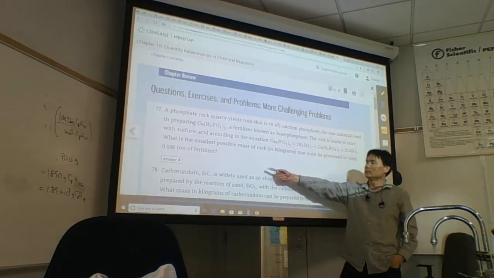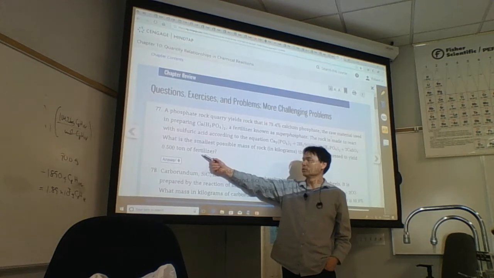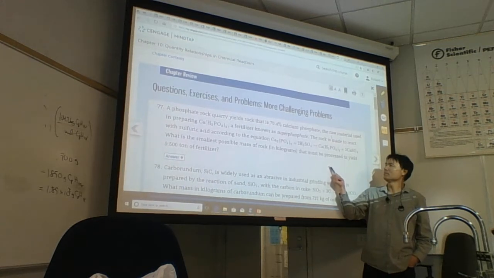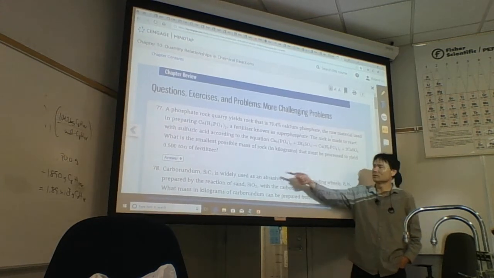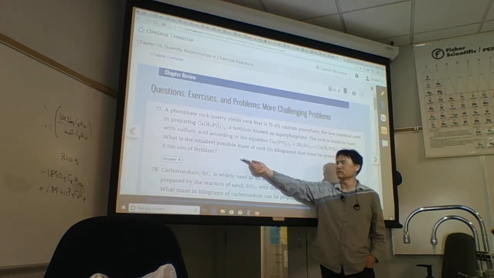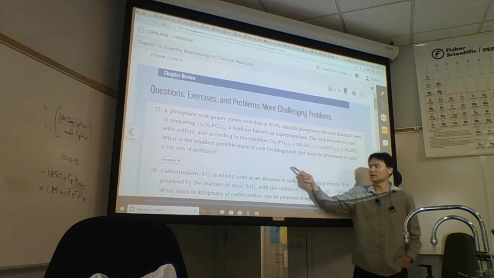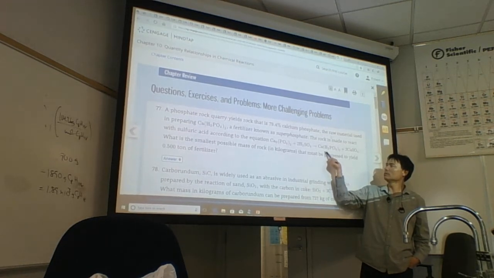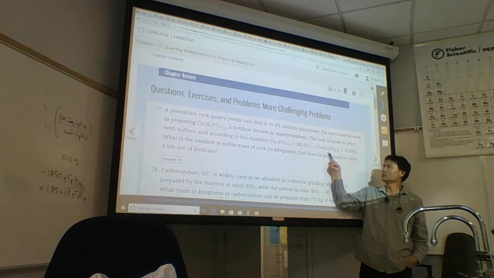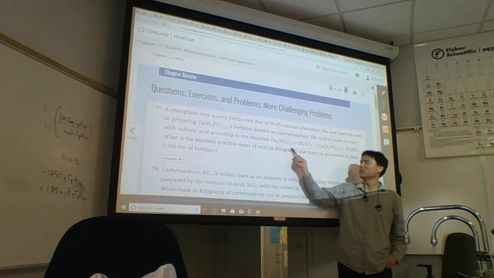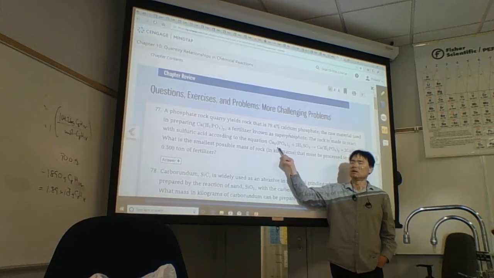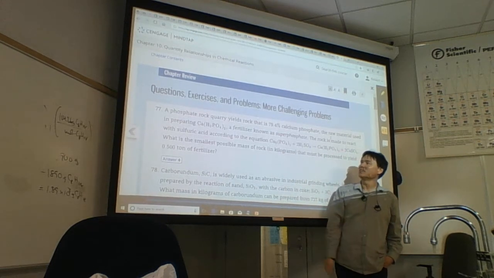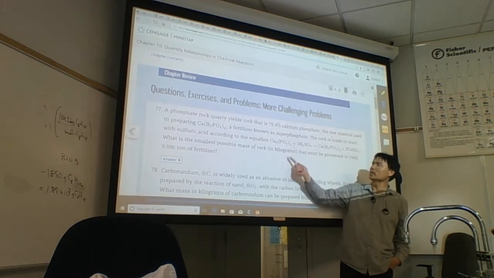And so what we do is we go from tons of fertilizer to grams of fertilizer. Actually fertilizer is this, so we'll go from tons of calcium dihydrogen phosphate to grams of calcium dihydrogen phosphate. From grams to moles of calcium dihydrogen phosphate. From moles of calcium dihydrogen phosphate, we'll go to moles of pure calcium phosphate. From moles of pure calcium phosphate, we'll go to grams of pure calcium phosphate, and then we'll go to grams of rock. But the rock is not pure calcium phosphate.